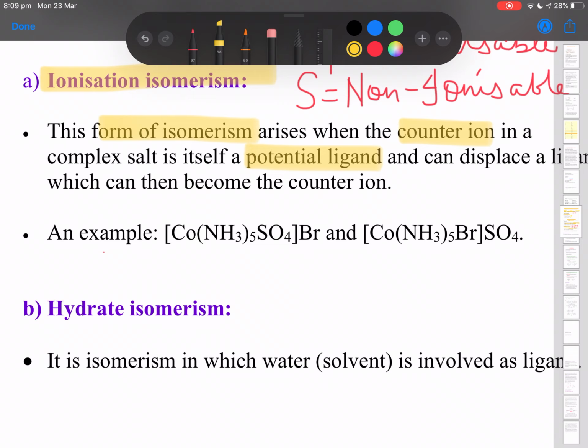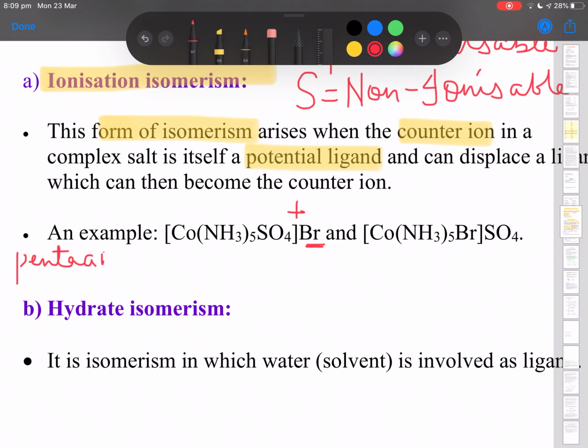If I ask you to write the name of this complex, I think you should be able to do that. Let me give you the name of this. First, we are going to write about the ligands because it has the primary valency. Before citing the nomenclature, I should find out the charge on the complex. So the charge comes as plus on the complex because bromide ion has a -1 charge. Now let us write the nomenclature.